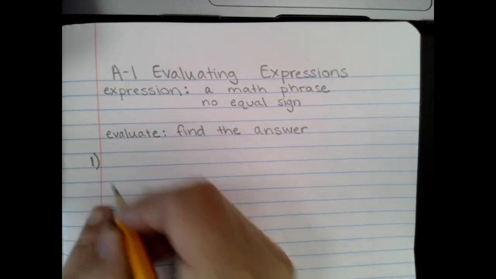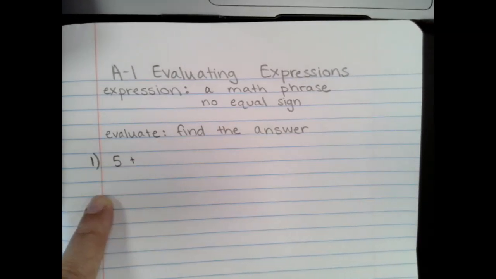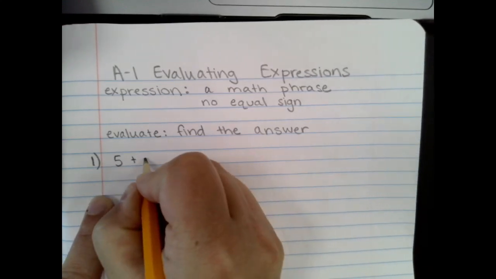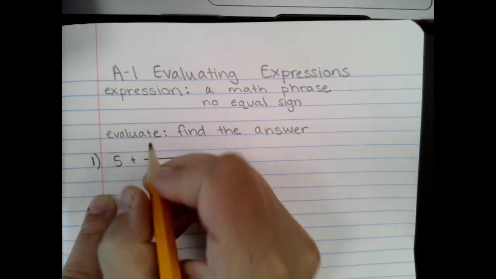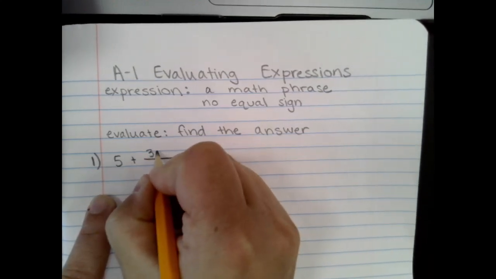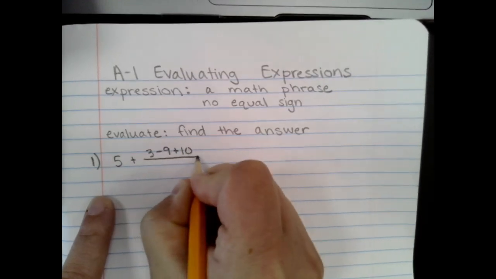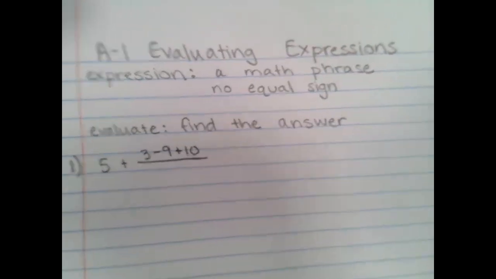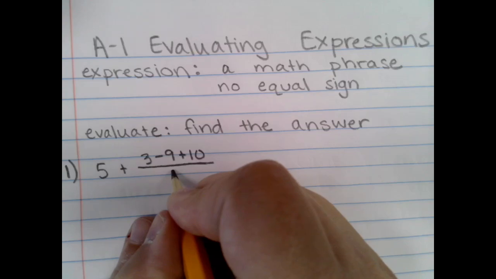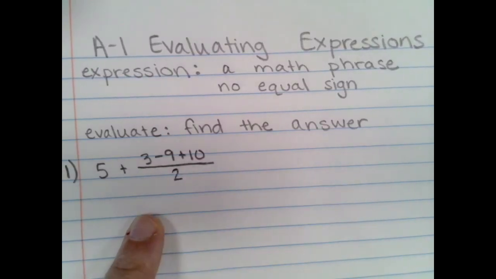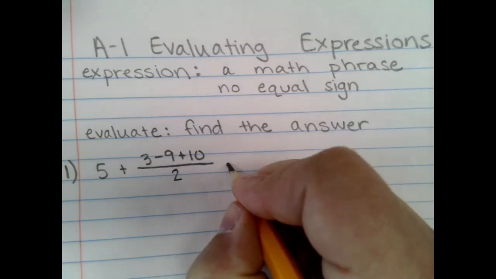All right, so we have 5 plus, and then we're going to do a long fraction line. On top of the fraction, we're going to have 3 minus 9 plus 10. On the bottom of that fraction line, we're going to have a 2. And then off to the side, times 6.